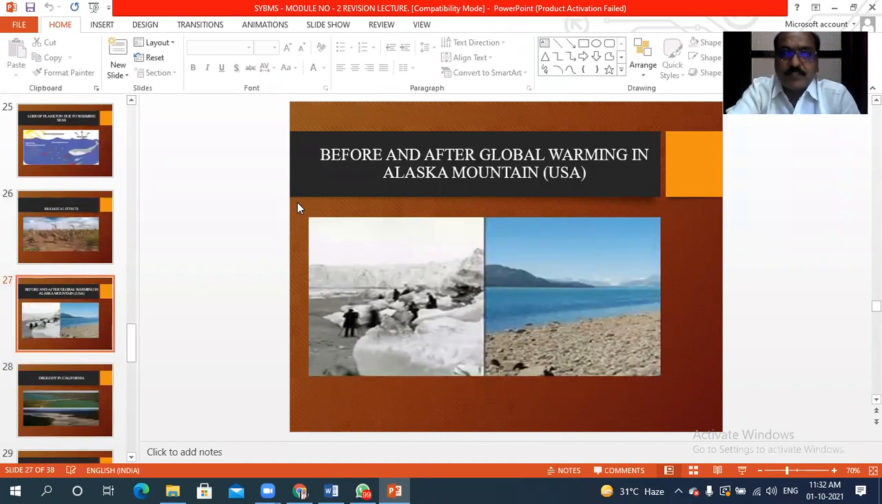Then you see, dear students, before and after global warming. What was the condition of Alaska mountain? Before global warming, this was the situation on Alaska mountain. Ice was there. Okay, people were enjoying. But after global warming, you see all this ice melts, and all that water goes through the rivers to the oceans and seas. This is the after global warming picture.